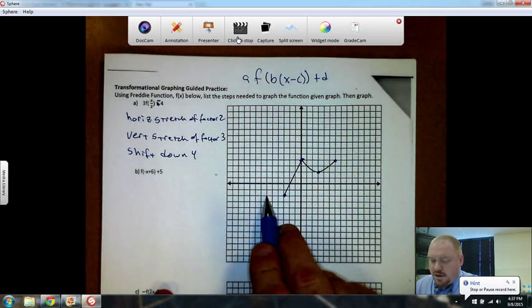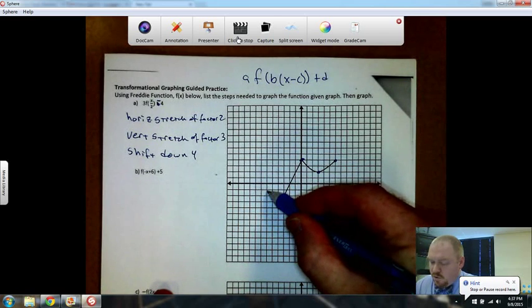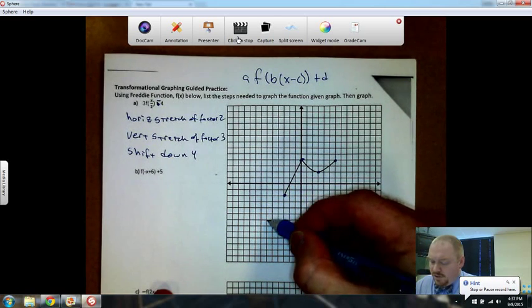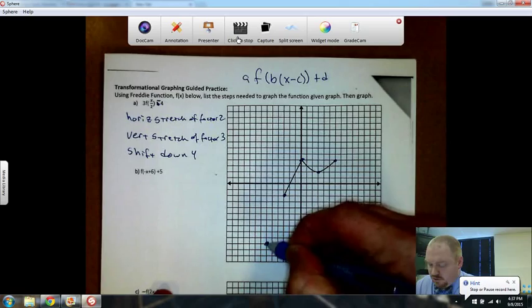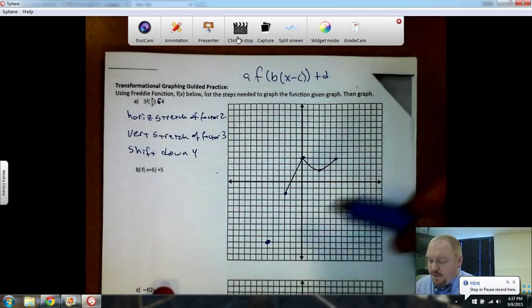Okay? For a vertical stretch of factor 3, I'm going to multiply the y-coordinate times 3. The y-coordinate is -2. So -2 times 3 is -6. So 1, 2, 3, 4, 5, 6. Then it's a shift down 4. So 1, 2, 3, 4. There's my first new point.